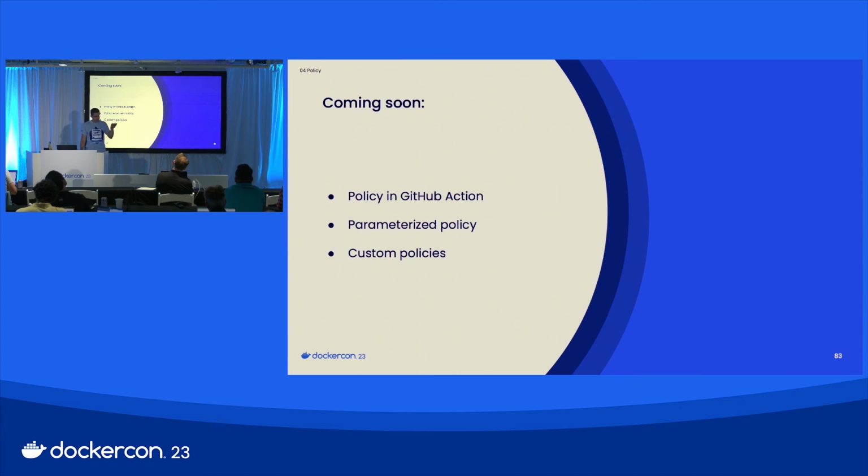So I mentioned the GitHub action on that last slide. That's coming soon. And once policy becomes generally available in Scout, we're also going to have parameterized policies. So if there are certain software licenses that you want and certain ones that you don't as part of your policy, you can encode them in the configuration of that license policy and customize it to your use. And eventually we'll also be introducing a language so that you can define custom policies that are specific to your organization.